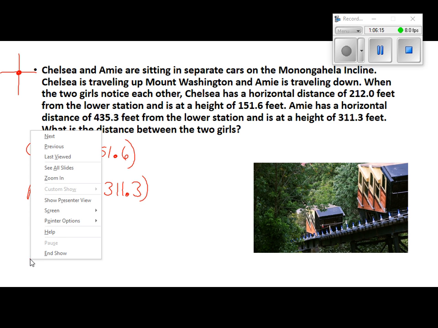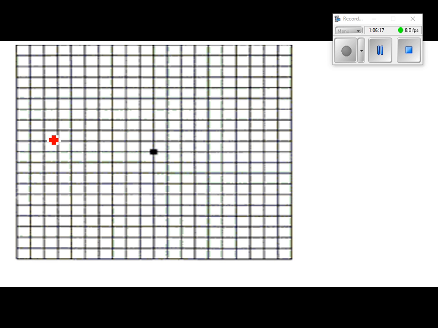Yes, no, maybe? Yes. Now, I start to graph this. That's my Y, that's my X. I'm guessing that the lower station is right down here. One of them's traveling up the hill on this car and the other one's traveling down the hill on this car. Do I really want to try to graph those points that they gave us?